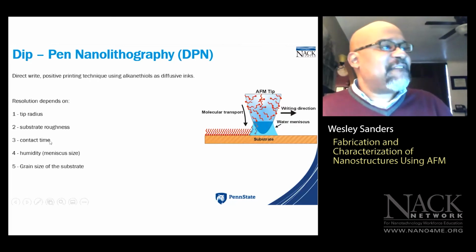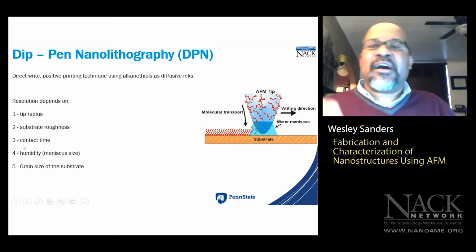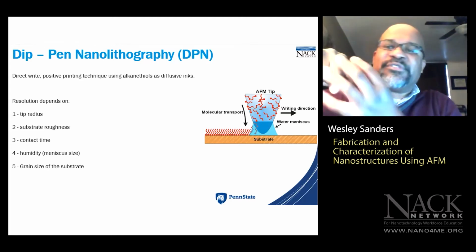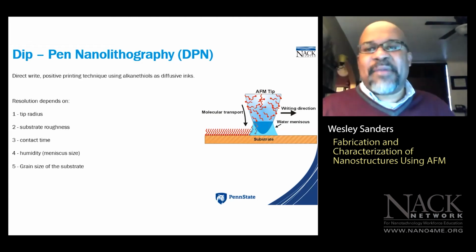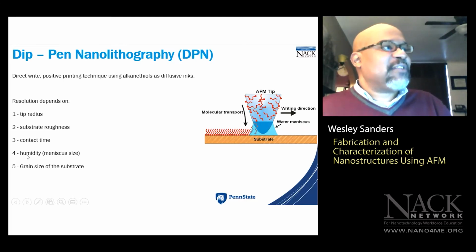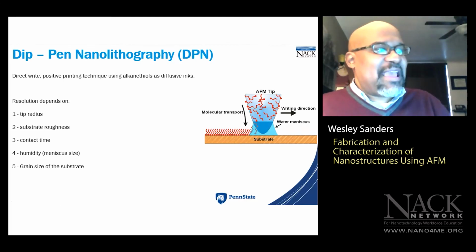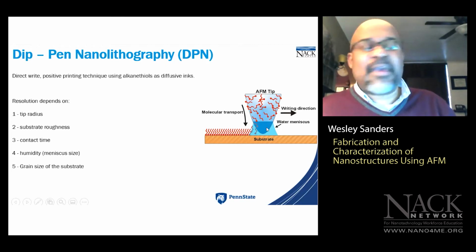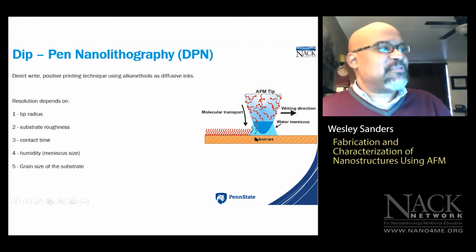Contact time affects the resolution of your resulting image. The longer you leave the tip on the surface, the more molecules will diffuse to the surface, and that will increase the size of your pattern. Humidity impacts the resolution of your DPN structure because humidity is going to affect the size of the liquid meniscus that forms between the tip and the substrate. And remember, the liquid meniscus is the source of molecular transport. It is how the molecules diffuse from the tip to the sample surface.